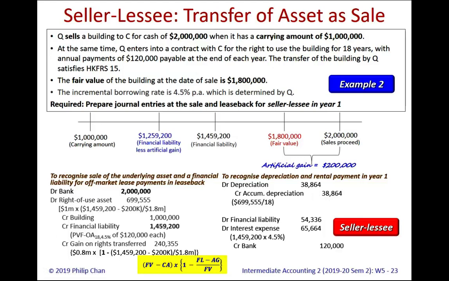Okay, right. What I've done so far is I've gone through at least 2 examples on the sales and leaseback transactions where the sales satisfy the definitions of Hong Kong FRS 15, and then we are reporting it from the seller-lessee perspective. Let's take another break. After the break, I'm going to show you what would happen to the buyer-lessor side of the accounting in the case of sales and leaseback.